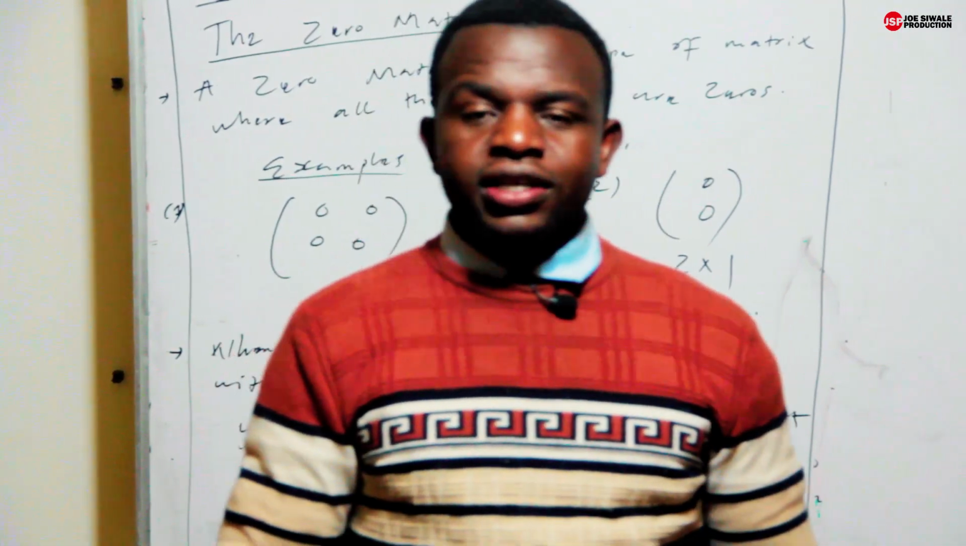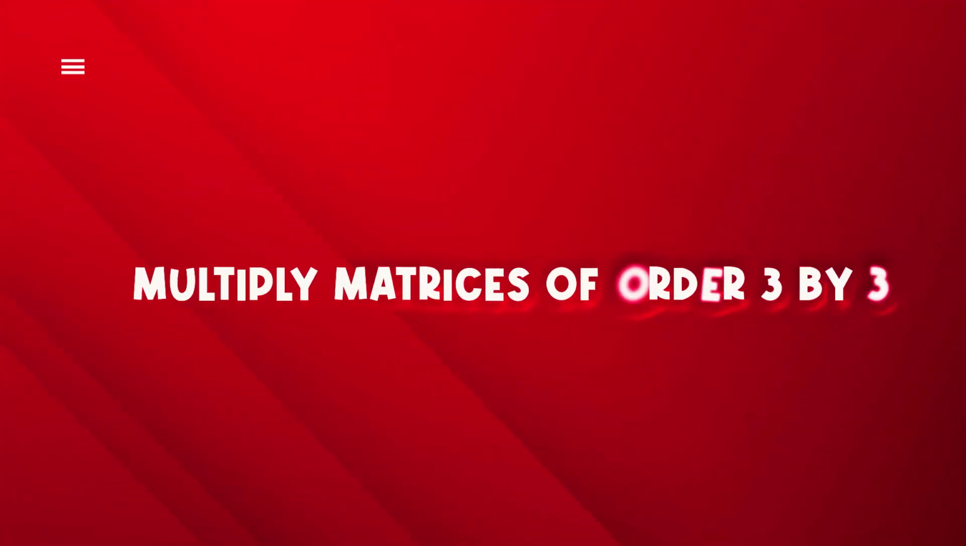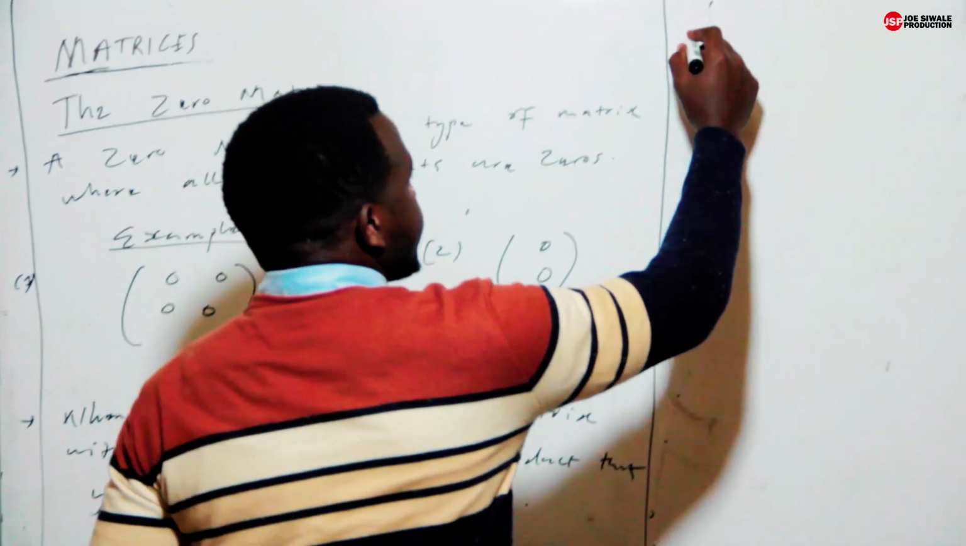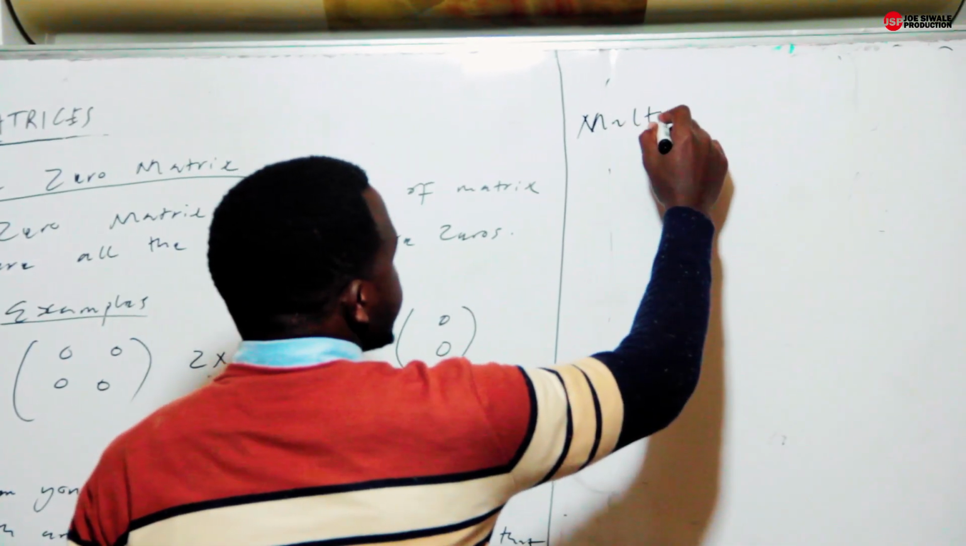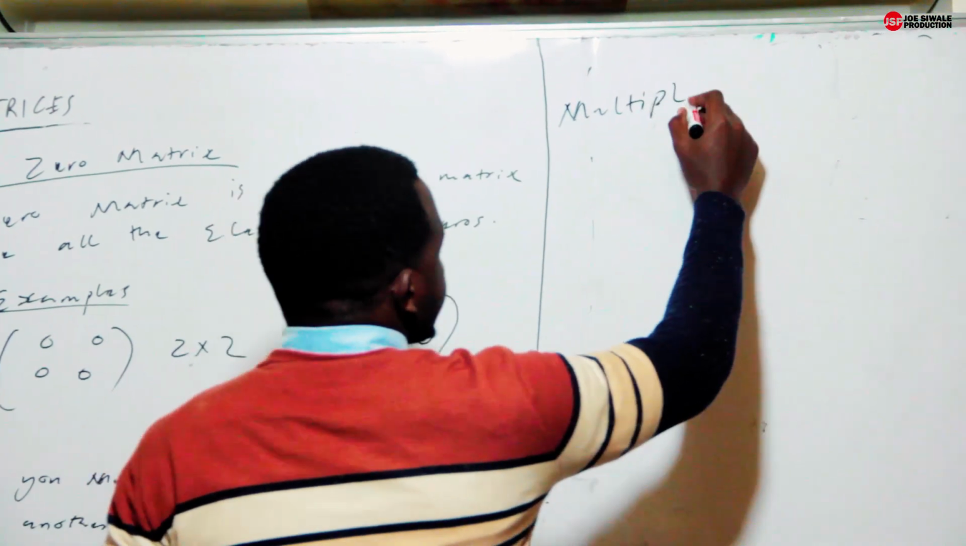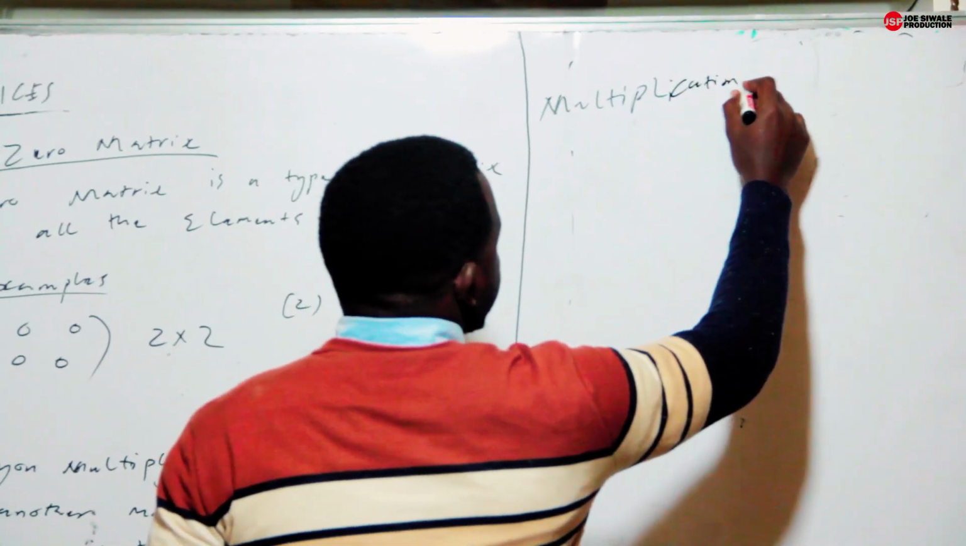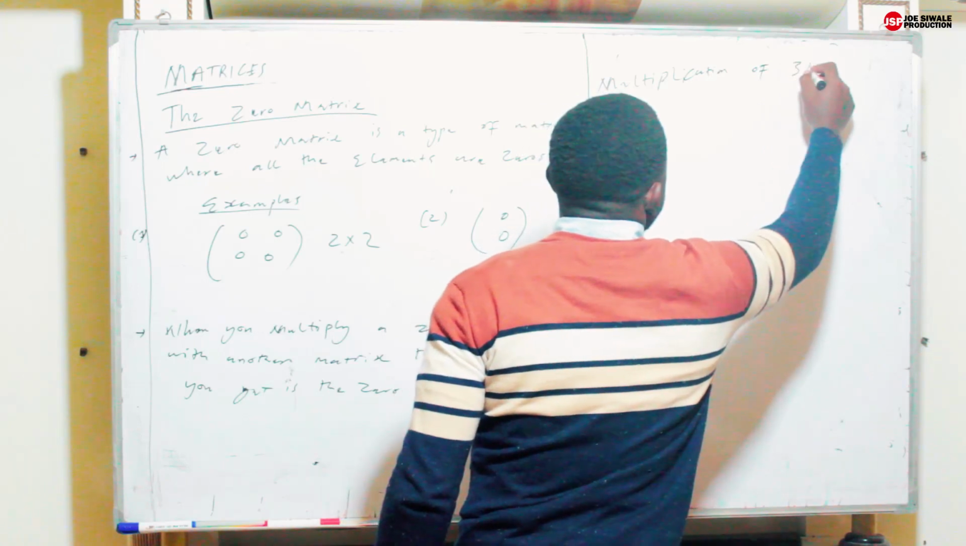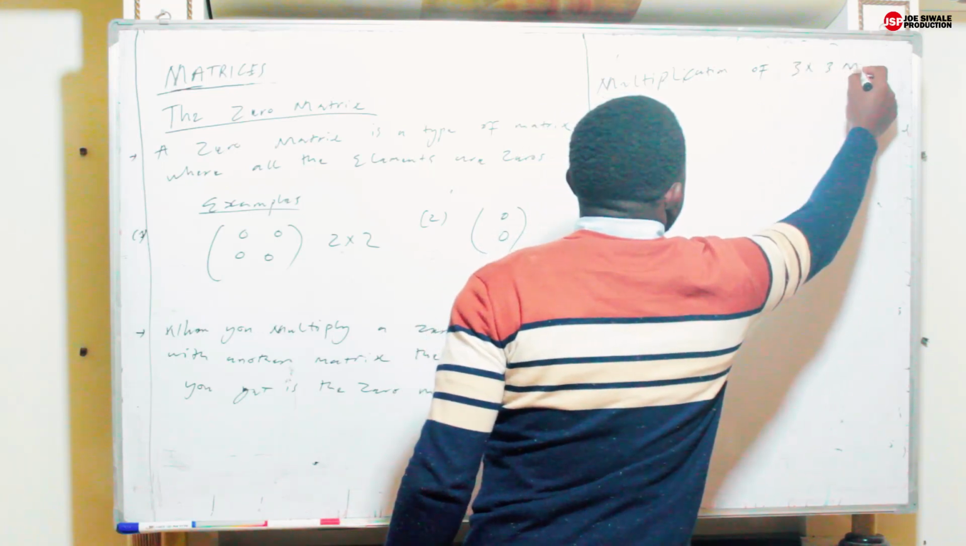Let us now look at how you can multiply matrices that have got the order of 3 by 3. So let us look at multiplying. So multiplication of 3 by 3 matrices.